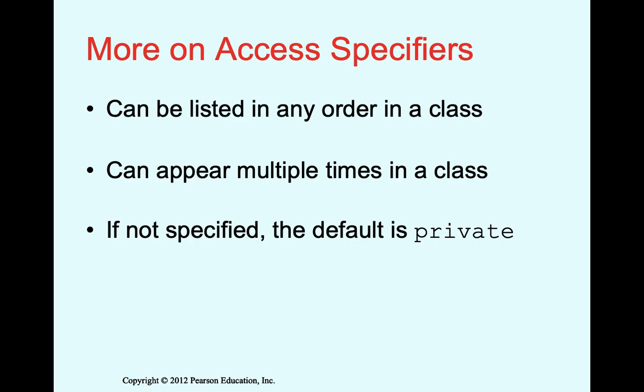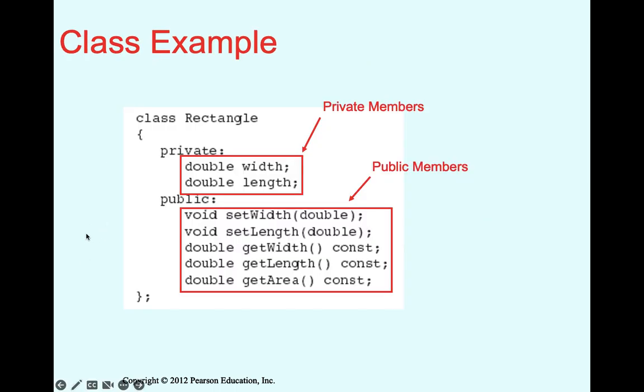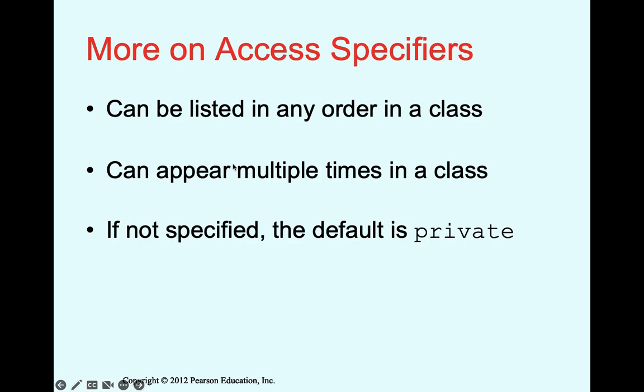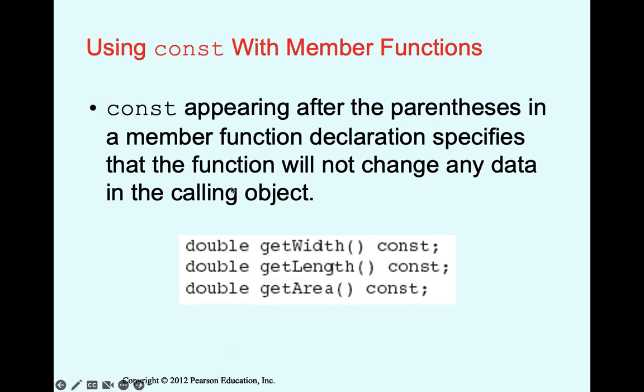So we can have more than one private. We can write more than one private in the class. Like you can write private here and then private here and list. But usually it's better to make the private on one side and the public on one side.